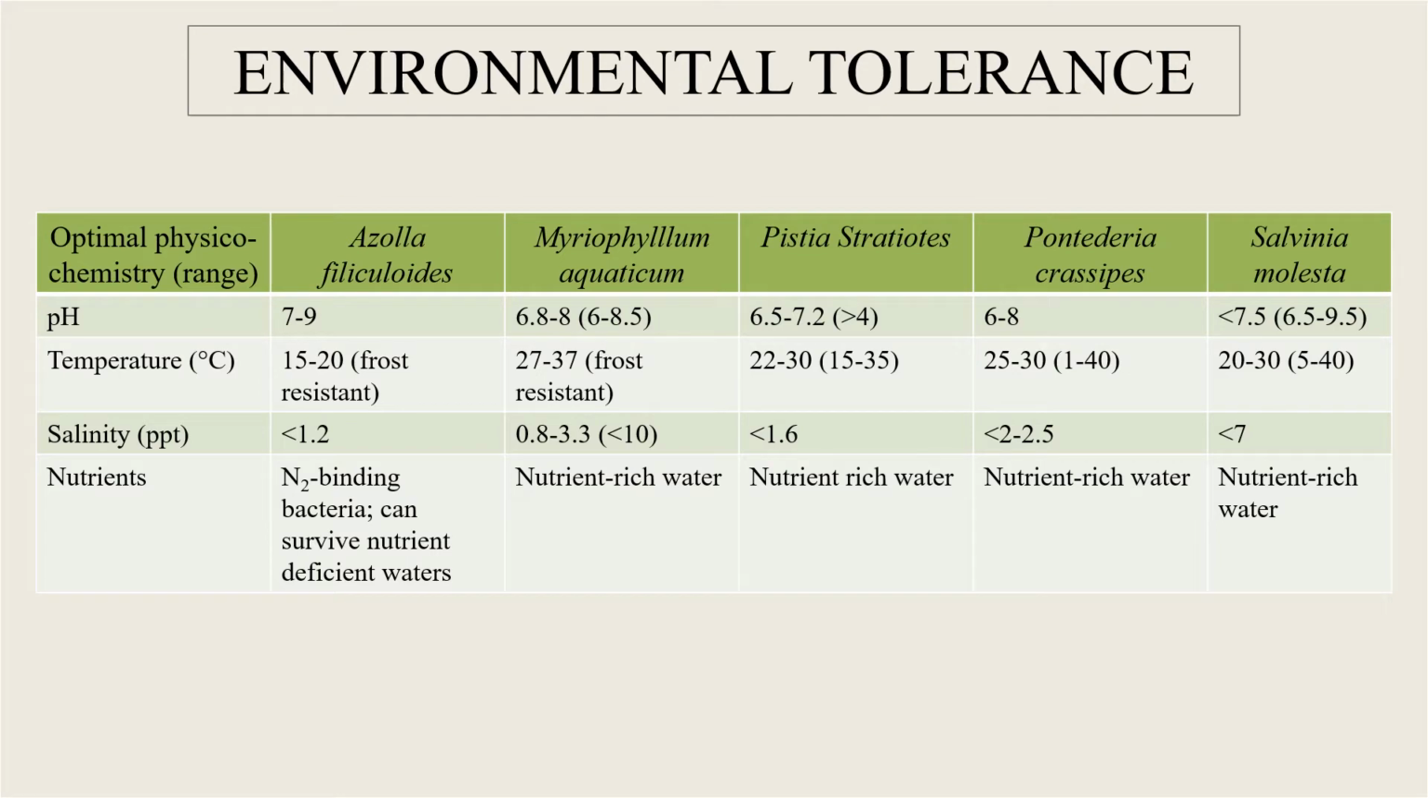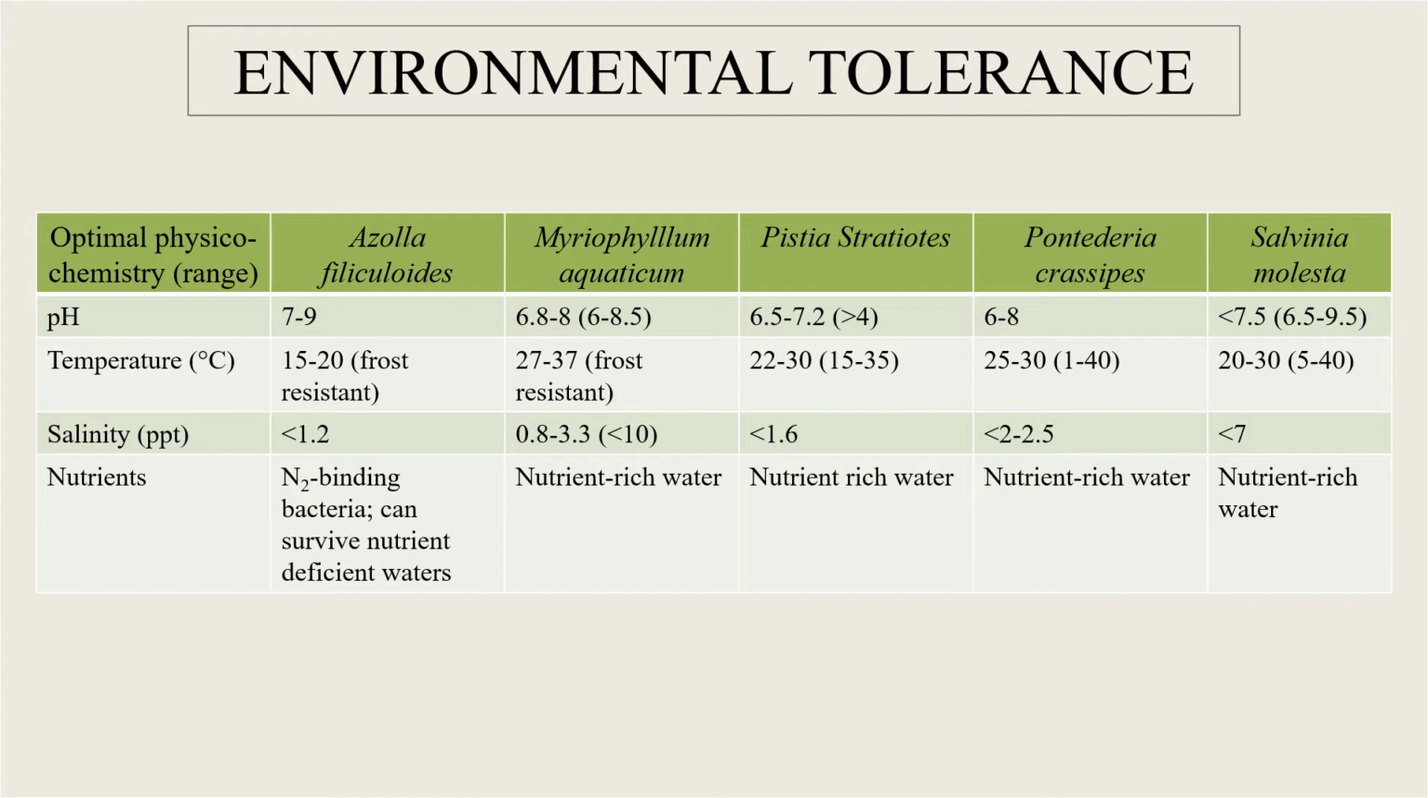The optimal physicochemical conditions for these macrophytes are variable, but generally the pH is slightly acidic to alkaline. The optimal temperature growth range is between 15 and 37 degrees Celsius. But the red water fern and parrot's feather are also frost tolerant, with the largest overall growth range attributed to the water hyacinth, which can survive temperatures between 1 and 40 degrees Celsius.